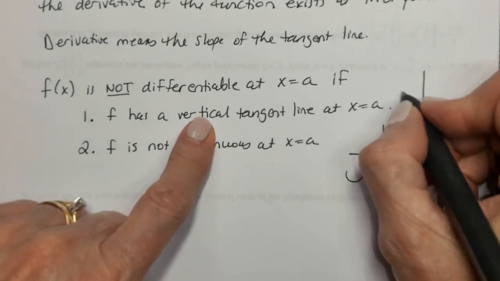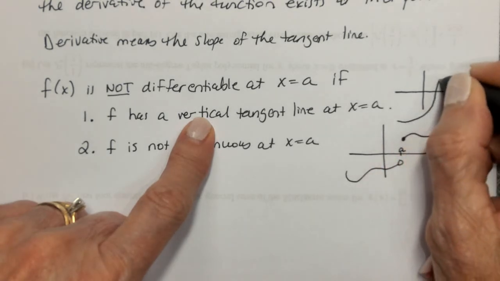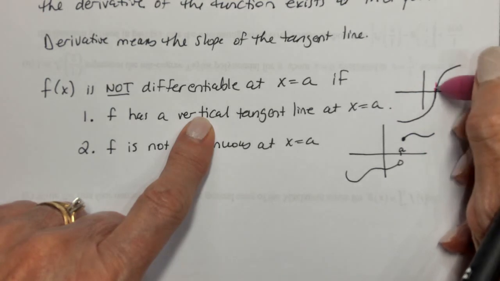A vertical tangent line, that kind of a graph, would look maybe something like that, where you have a vertical tangent line right here. Okay?